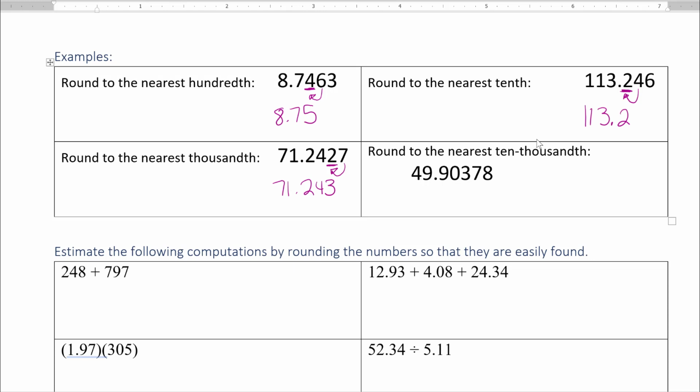And then nearest 10,000th, we have 10th, 100th, 1000th. 10,000 is right here, the 7. Now the 8 is the test digit, which tells the 7 to move up because 8 is greater than 5. The 7 changes into an 8. Everything before that will stay the same. Everything after it turns into zeros, but we don't need to write that.